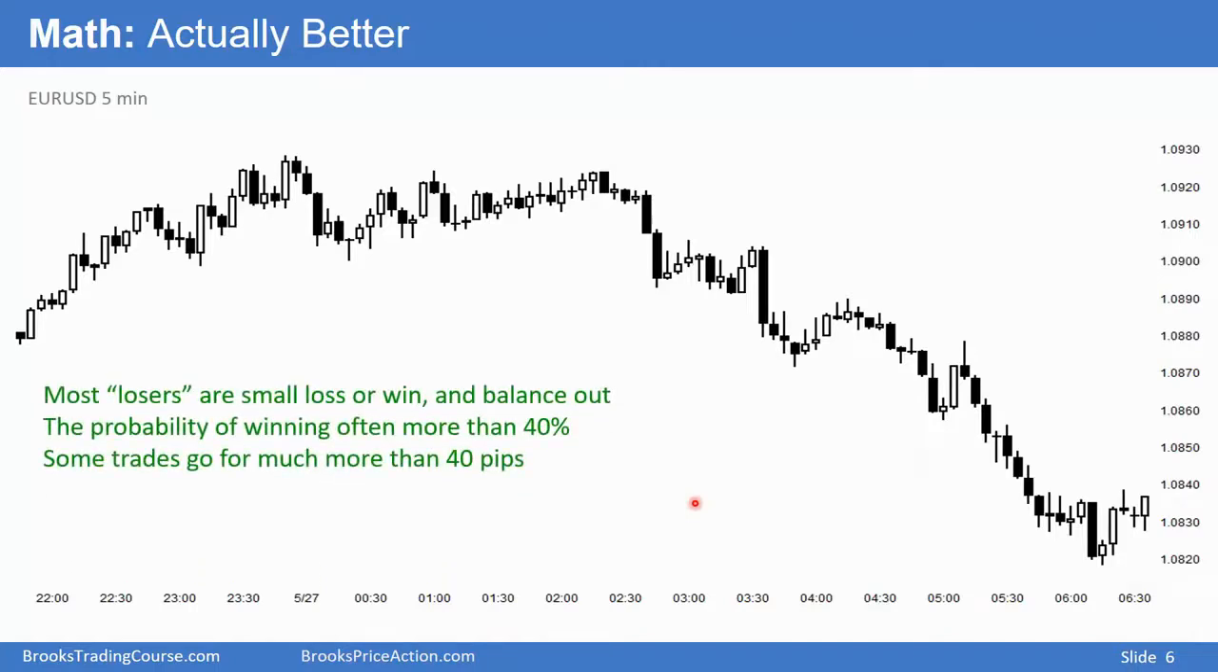When I said if you take 10 trades and you'd have 6 losers, I did not mean that. I meant you'd have 6 trades that were not swing trades of 40 pips or more. And most of those losers are small wins or small losses that balance each other out. 40% of the trades will result in a profit of at least 40 pips.